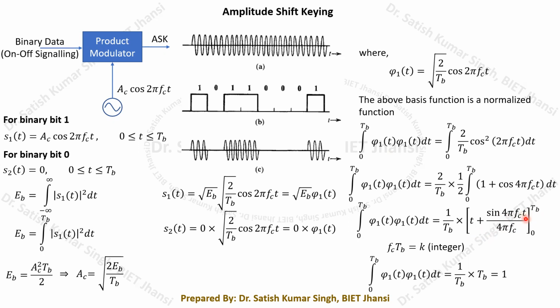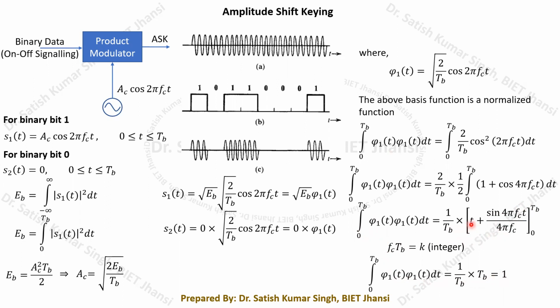So there is a requirement, and you should remember it; it is a very important point. This FC multiplied with the capital TB should give you an integer value. Once it is an integer, the argument will be an integer multiple of 4 pi. It may be 4 pi, 8 pi, 12 pi, 16 pi. For all these integer values, the sine factor is going to be 0, and that term will be eliminated.